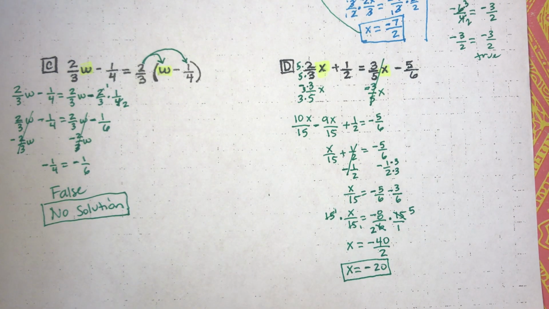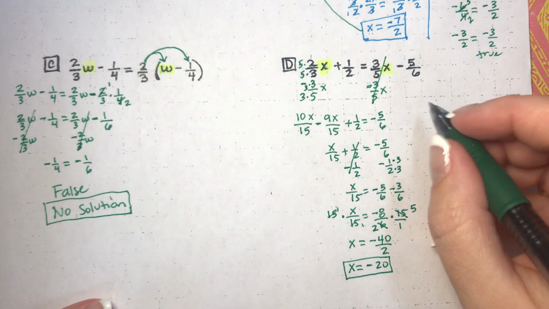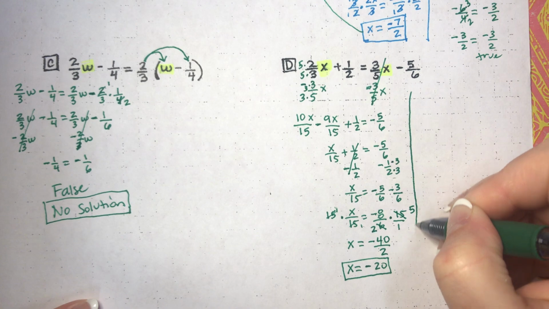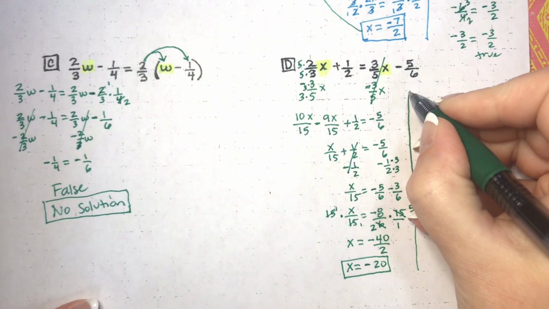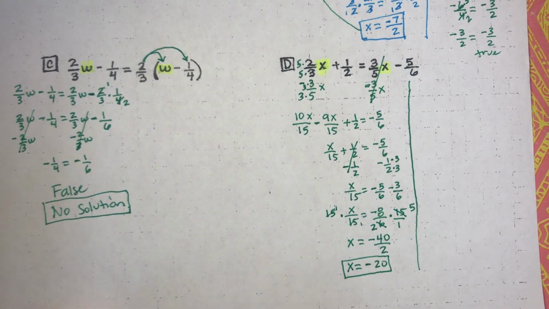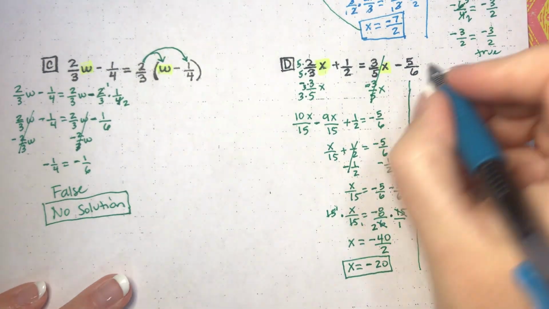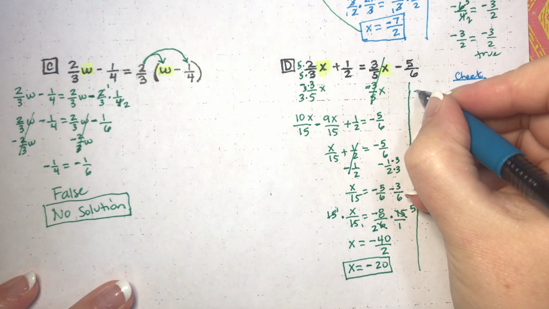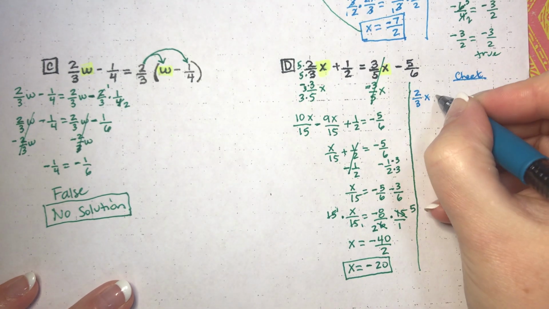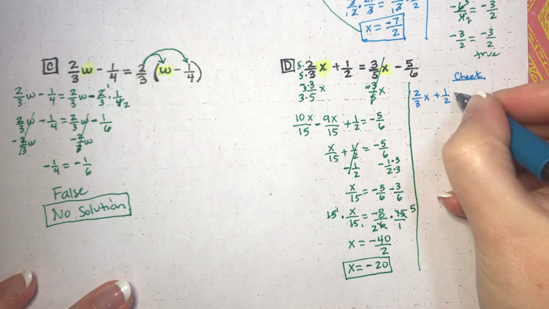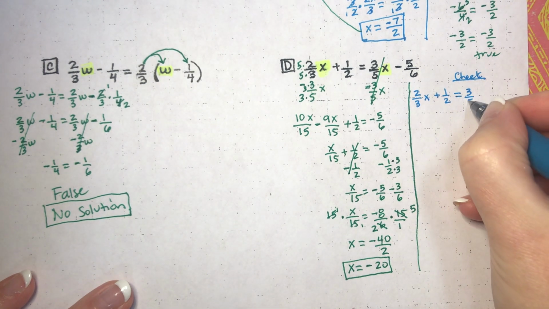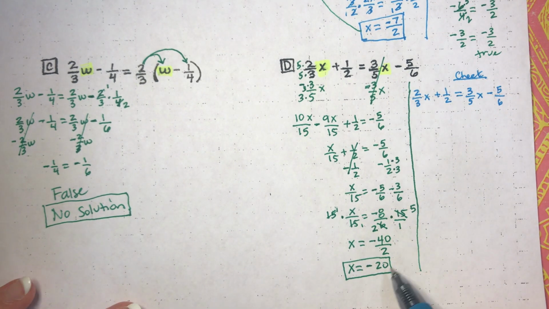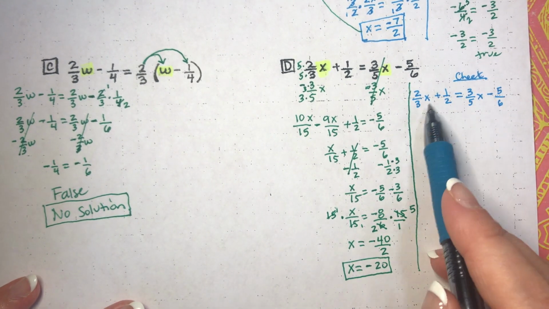Did you get that? Okay, then we are going to check it. We're going to go ahead and check it right over here. So I'm going to change my color. I'm going to write the word check. And we're going to go 2/3 x plus 1/2 equals 3/5 x minus 5/6. We're going to substitute negative 20 in for x here and here.